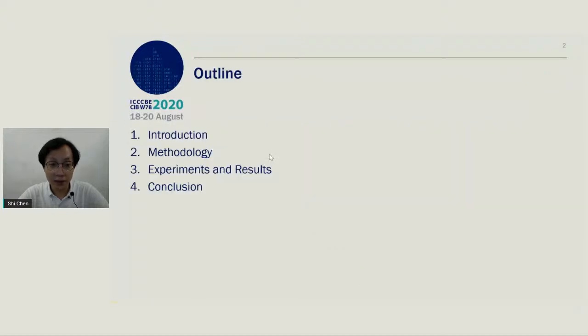Here's the outline of my presentation today. First, I will briefly introduce the background and scope of our work. Second, I will detail the methods we proposed. Third, I will introduce the experiments we performed and the results we obtained. And finally, I will give a brief conclusion of my presentation. So first, introduction.